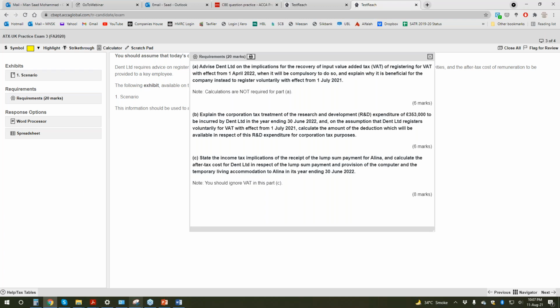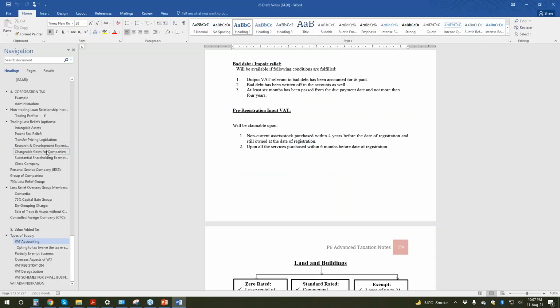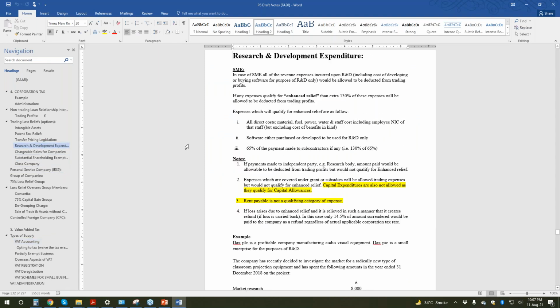Now guys, you can find this topic in my notes in the corporation tax chapter called the R&D relief. What you have to figure out first in the question is whether the company is a small and medium enterprise, SME, as far as the relief is concerned, or will it be considered as a large company. There is no criteria and you do not have to learn it. It will always be mentioned in the question whether you have to consider it a large company or an SME. If it is an SME, all of the qualifying expenditure will get an extra 130% deduction.